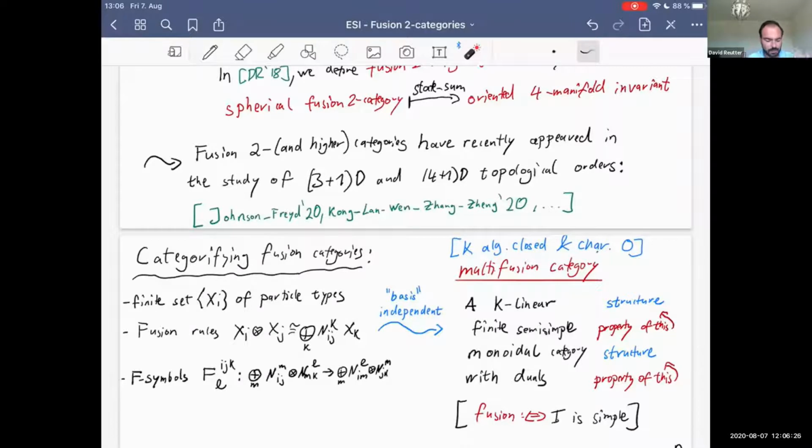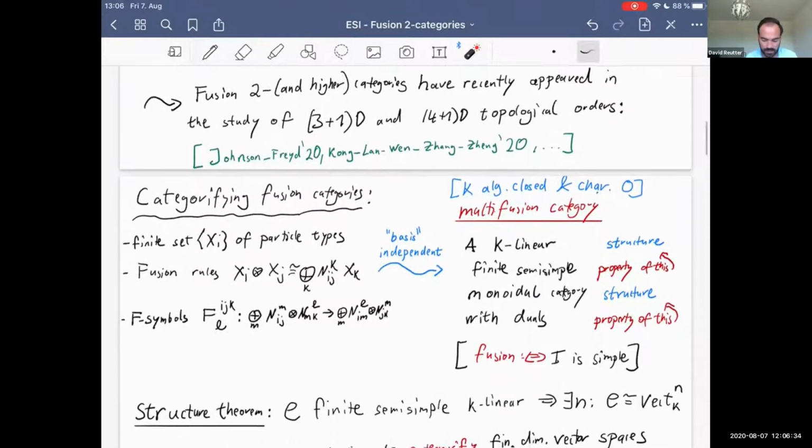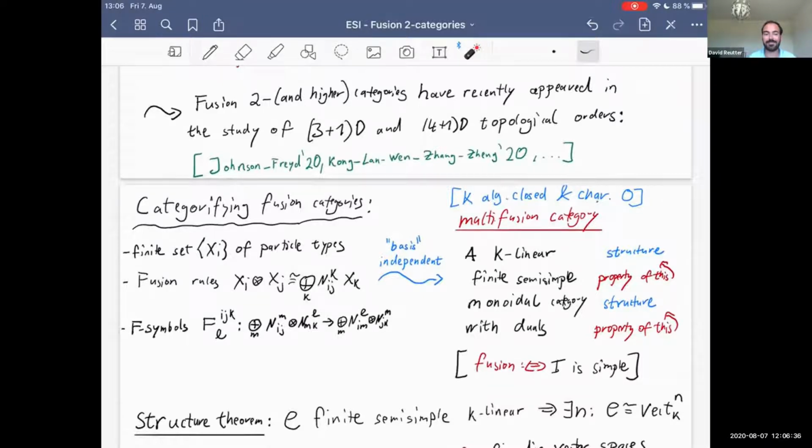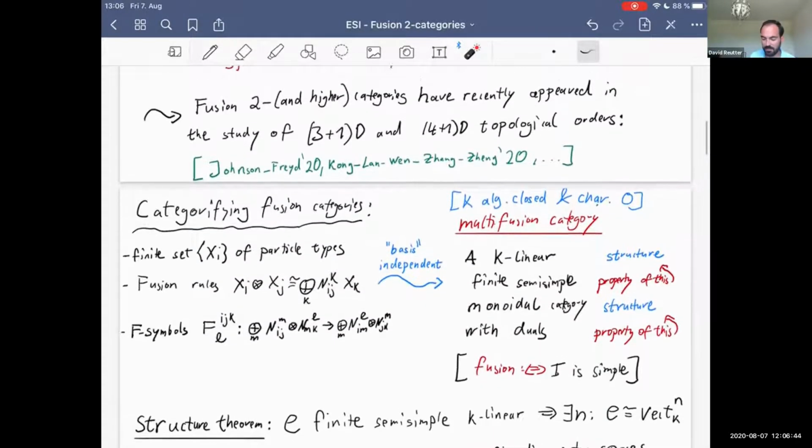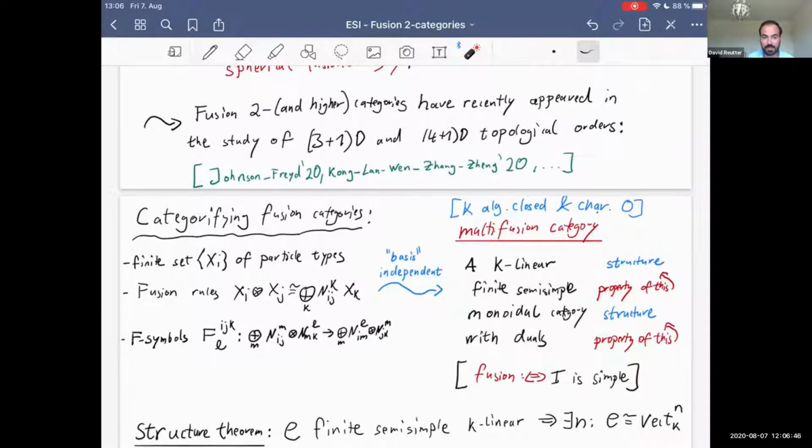And this gives rise to a certain heuristic that I want to very briefly talk about. I don't want to go into too much detail, but it motivates the definition that I'm going to give. And the heuristic essentially starts from a structure theorem, which tells me that a finite semisimple K-linear category is essentially just n copies of the category of finite dimensional vector spaces. So this is my finite set of particle types, which determines the semisimple structure.